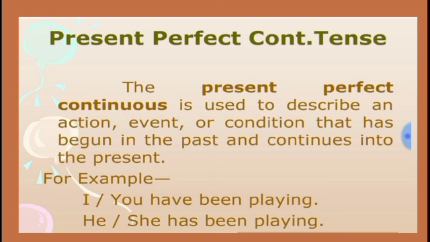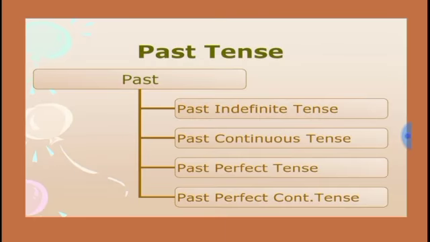Okay. Then the same way, children, the past tense is also divided into 4 parts. Past indefinite tense, past continuous tense, past perfect tense and past perfect continuous tense. But these other 2 types, past tense and future tense, we will study in our next video. That will be shown to you on 5th of December.